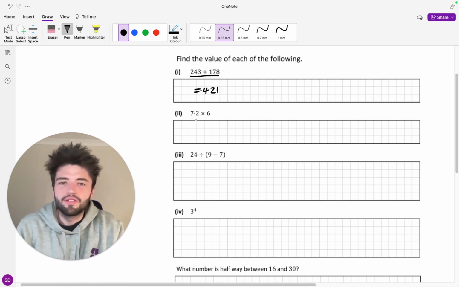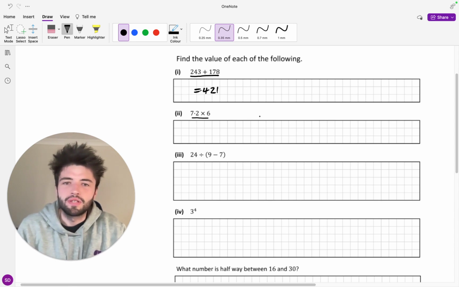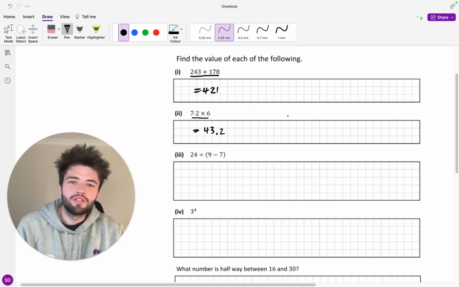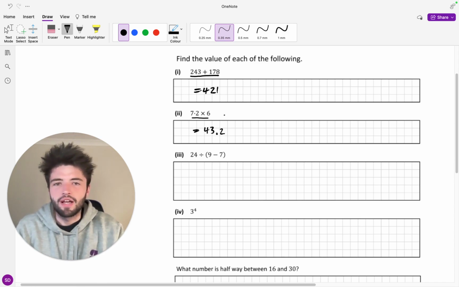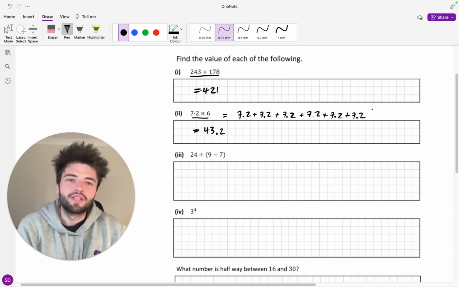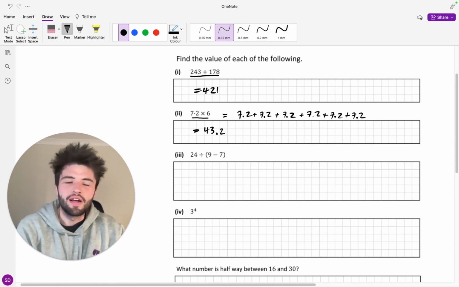And then for part 2 here, we're going to be doing some multiplication. So we've got 7.2 times 6. And once again, the easiest thing to do here is just plug this in the calculator to find our answer. And when we do that, we're going to get an answer of 43.2. So you can also do that manually if you wanted to, just adding these 7.2s together, because we know that this is going to be 7.2 added to itself 6 times. So that's how that would look. But I think it's easier just to use the calculator for part 2.